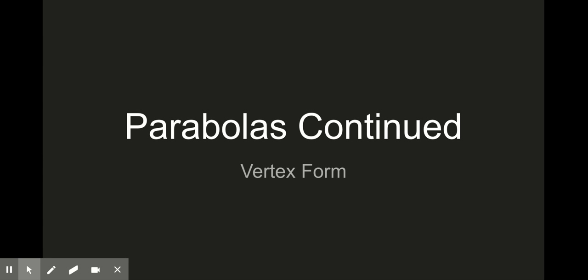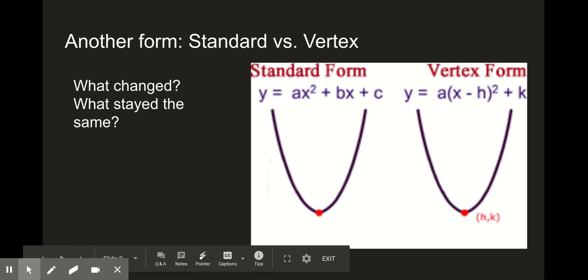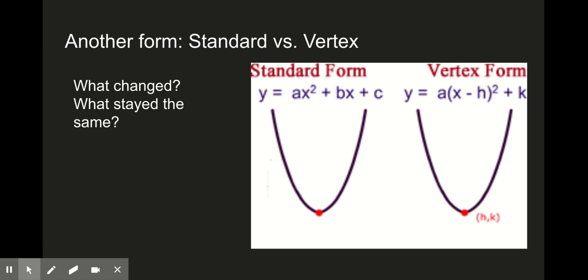All right, guys. Today we are going to talk about a new form. So we're still going to be talking about parabolas, but we're going to be talking about a different way that we'll see the equation. We're going to be talking about vertex form. All right. So it's right there in the name in terms of what we're going to be looking for.